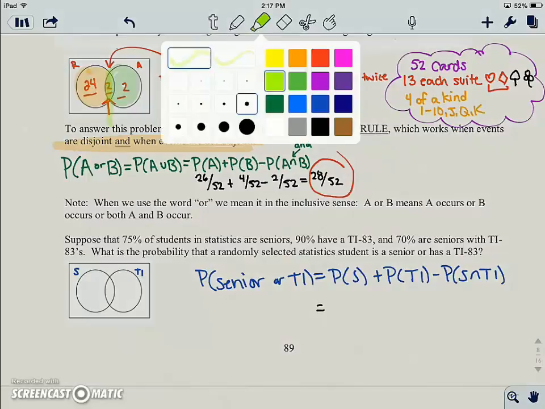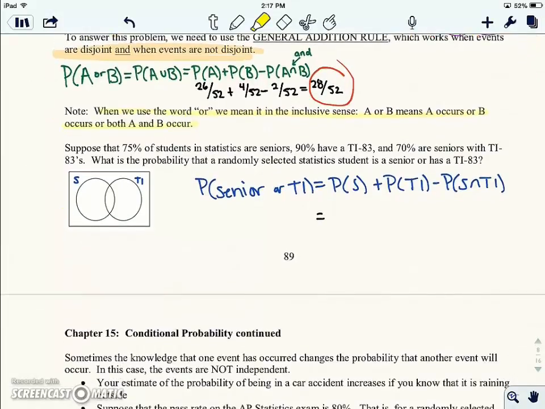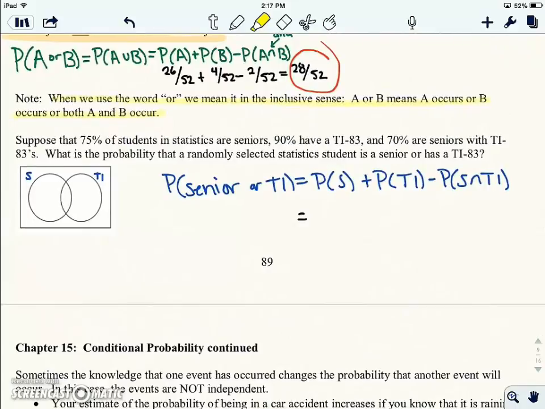Note, when we use the word or, we mean it to be inclusive, which means we are counting the overlap, we're just counting it once. Here's another example. Suppose that 75% of students in statistics are seniors, 90% have a TI-83, and 70% are seniors with a TI-83. What is the probability that a randomly selected student is a senior or has a TI-83? So this would be the union idea, or the 70% are seniors with a TI-83, that would be the and part or the intersection part.